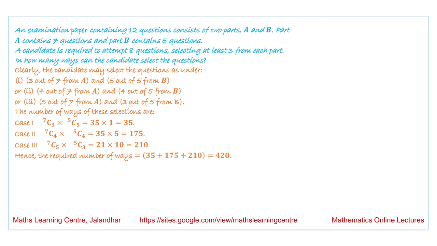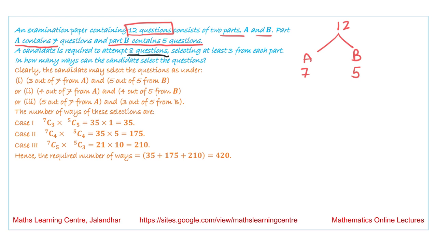Next is, an examination paper contains 12 questions consisting of part A and B. Part A contains 7 and part B contains 5 questions. We have total 12 questions. We have 2 parts, A and B. In part A we have 7 questions, in part B we have 5 questions. A candidate is required to attempt 8 questions.